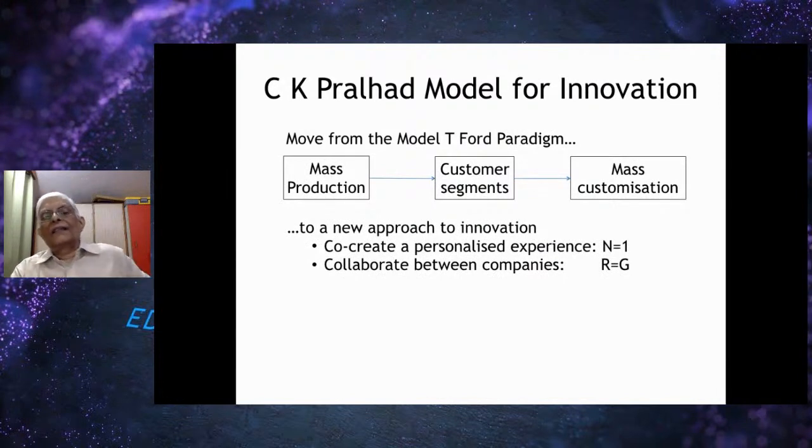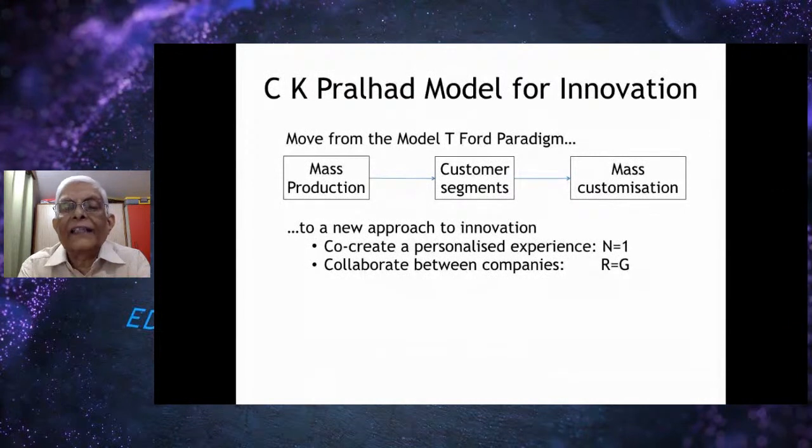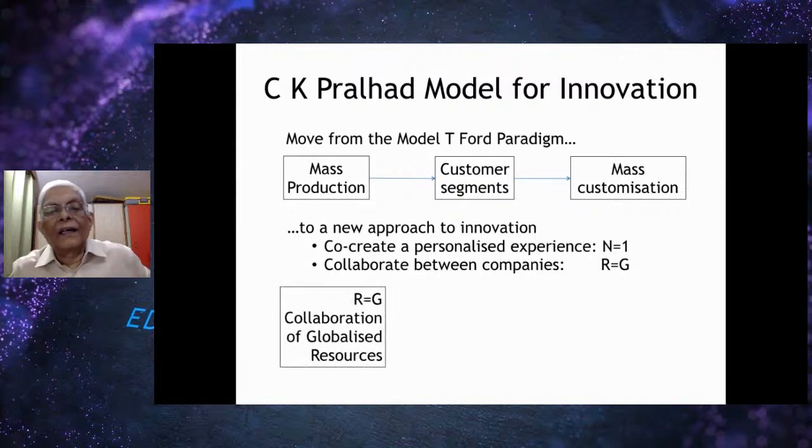So here is his theory. He says co-create a personalized experience, right? That means N equals one person. And then you collaborate between companies, bringing in all the different technologies that you may have. G represents the globally available technologies, and R represents the part which you require to be able to do the customization. And then it's a very interesting equation which he puts.